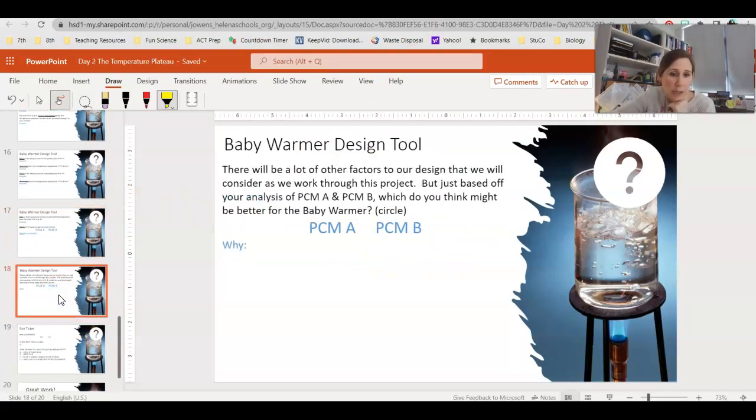And then finally, the last question. There will be a lot of other factors to our design that we will consider as we work through this project, but just based off what you looked at with PCM-A and PCM-B, which do you think might be a better fit for the baby warmer? Remember that your goals are to keep the cost low, to keep the baby as close to 37 as possible, and to minimize the amount of time it spends above or below 37 degrees. Okay, so you would circle PCM-A or PCM-B, and then tell me why. Use some data from your experiment. This will be a good foundation for what you are going to continue doing on day 3 and day 4 when you start designing the whole comprehensive baby warmer.